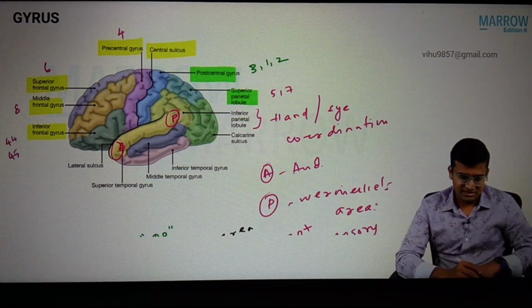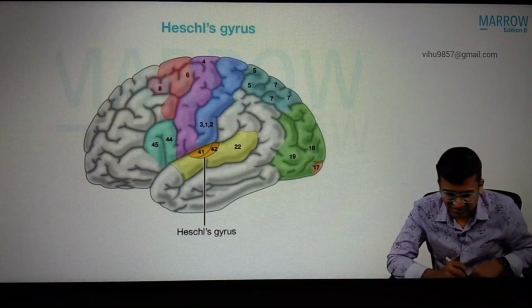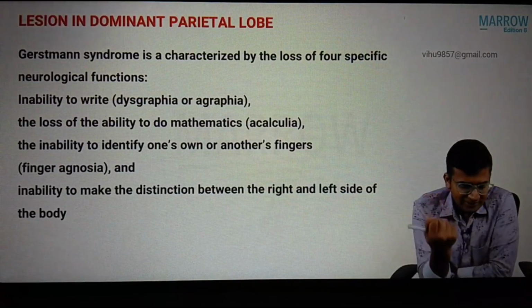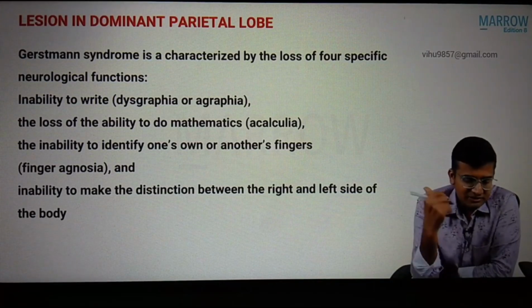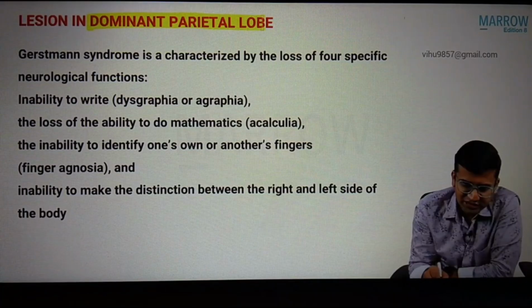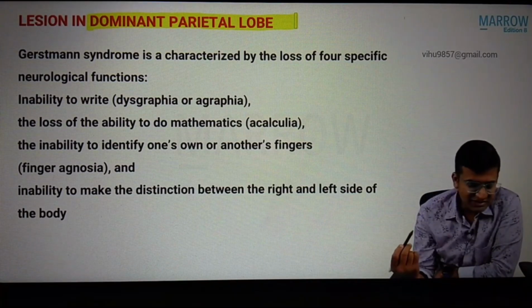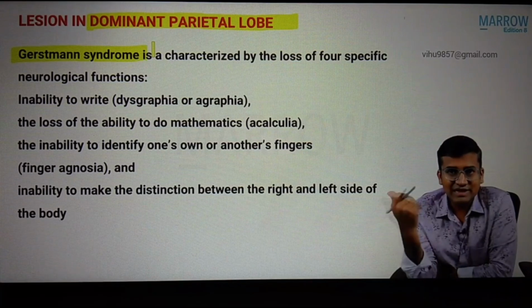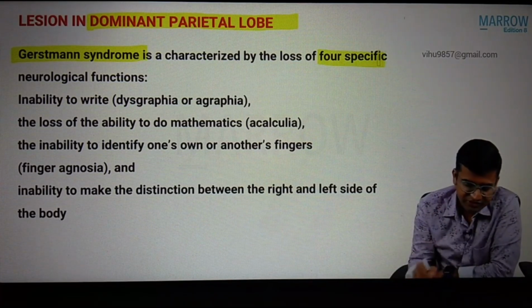Okay, right. Now the same thing, we are seeing the number and the function we are seeing. Now one important applied point: what will happen if there is a lesion to the dominant parietal lobe? A lesion in the dominant parietal lobe results in one syndrome called Gerstmann syndrome. Now the syndrome is characterized by 4 specific features.